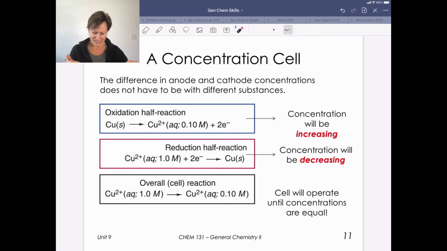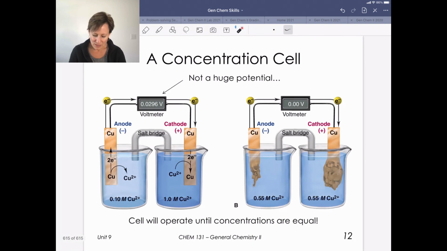If we add these up, it seems like everything cancels out, with the exception of, note that in our oxidation half cell, we've got copper ions at a low concentration, so that's over here. In our reduction half reaction, we've got copper ions at a high concentration. But the copper ions at a high concentration are the ones that are being used up, and the copper ions at a low concentration are the ones that are being generated.